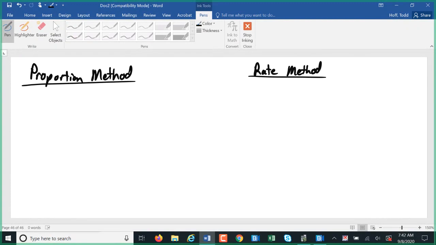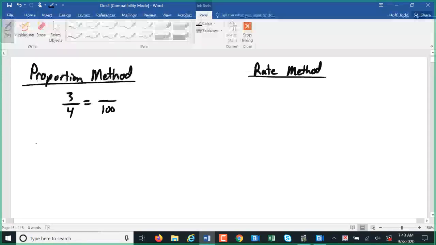So the proportion method, remember, is like we had with converting the fraction back to a percent. We might have 3/4, and we have to change that to be something out of 100. And we cross multiplied and divided to find that missing piece. So let's take a look at a problem like find 35% of 80.